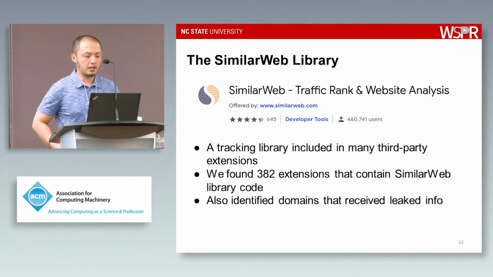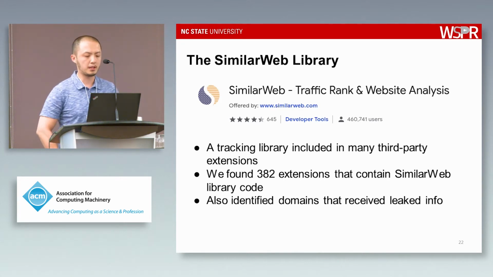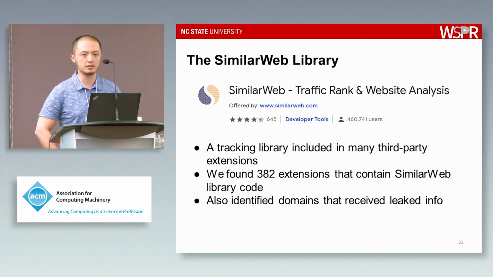And now I want to talk about 2 case studies from our paper. So the first case study is the SimilarWeb Library. SimilarWeb is a company that makes an extension to provide users with the traffic ranking information on a website that they visit. But how does SimilarWeb obtain such data in the first place? Well, they do so by convincing other third-party extension developers to include their tracking library in their extension code.